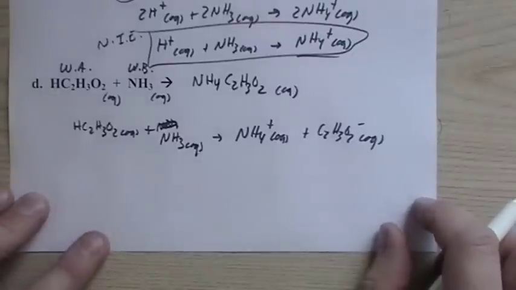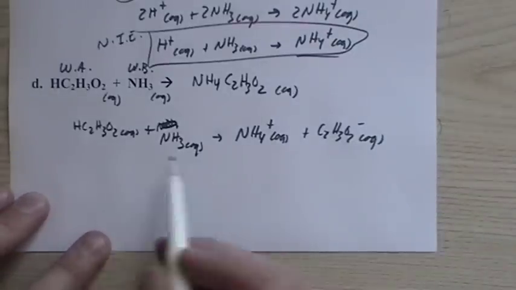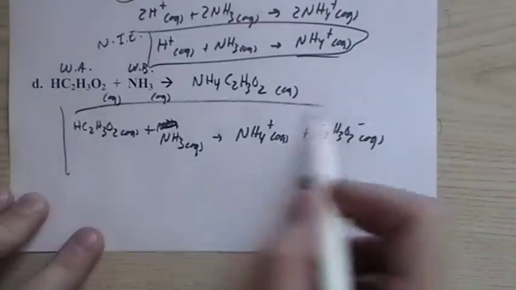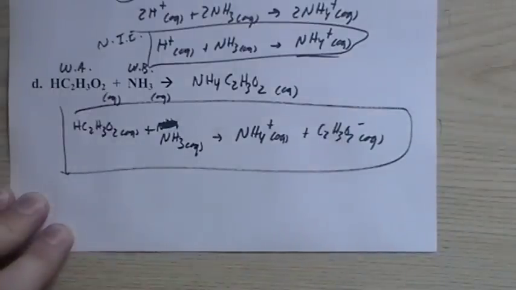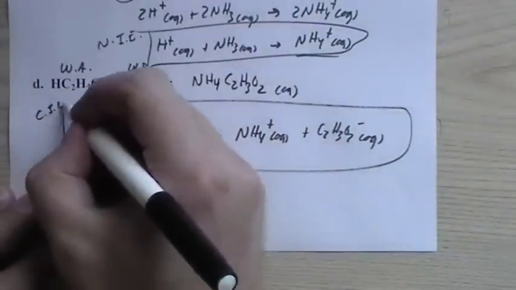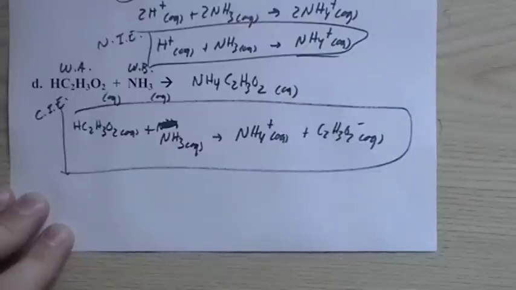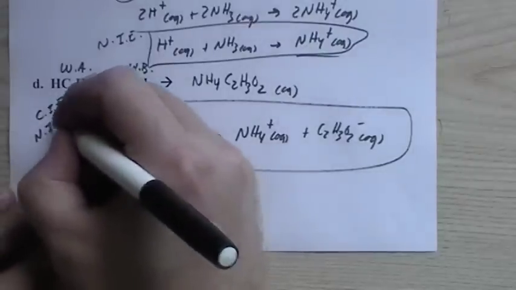Now, we look at it. Is there anything that can cancel any spectator ions? Nope. So unfortunately, I'm sorry about this, having to bring it down here. But that's it. So the complete ionic equation is also the net ionic equation.